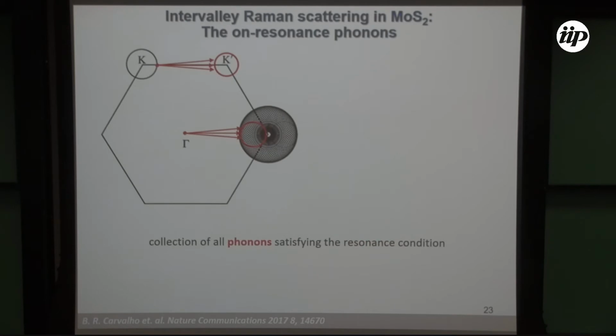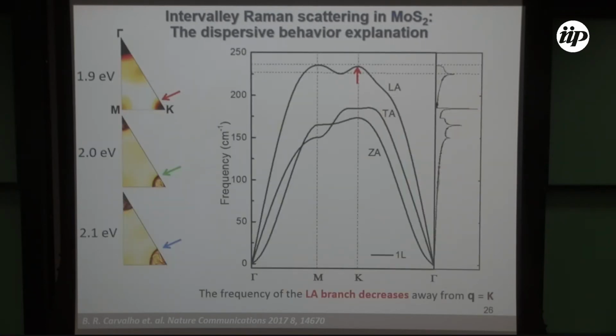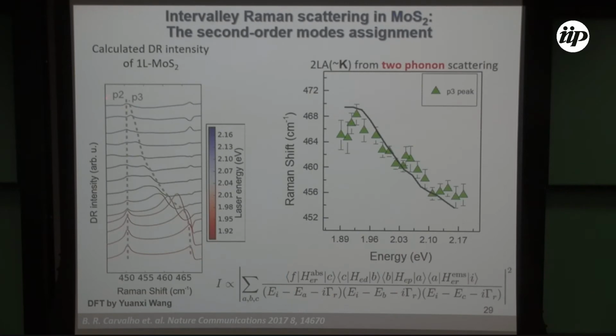And we also calculated to observe which phonons would be participating in these resonance conditions. And similar to the graphene case, they were actually at K and K prime points. So it was an intervalley scattering from K to K prime, which is quite well known for graphene. And here we can see that the on-resonance phonons have a very strong contribution at the K point. So what we are doing is mapping around the K point: the LA branch around the K point is moving away from K, something like this, as I'm explaining here, when you are increasing the excitation energy.